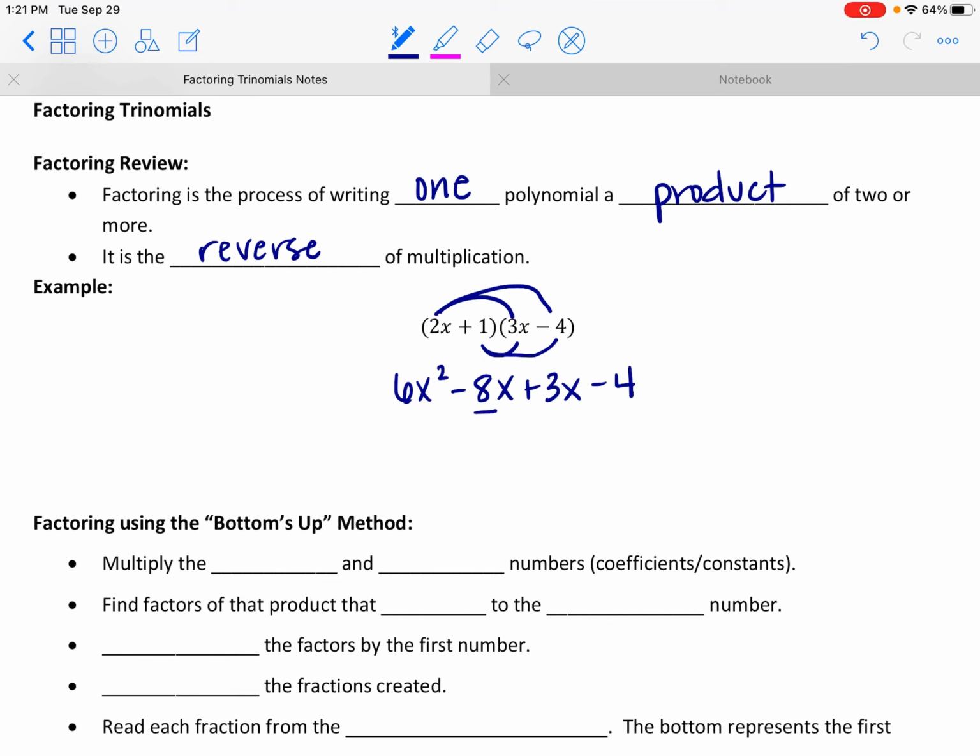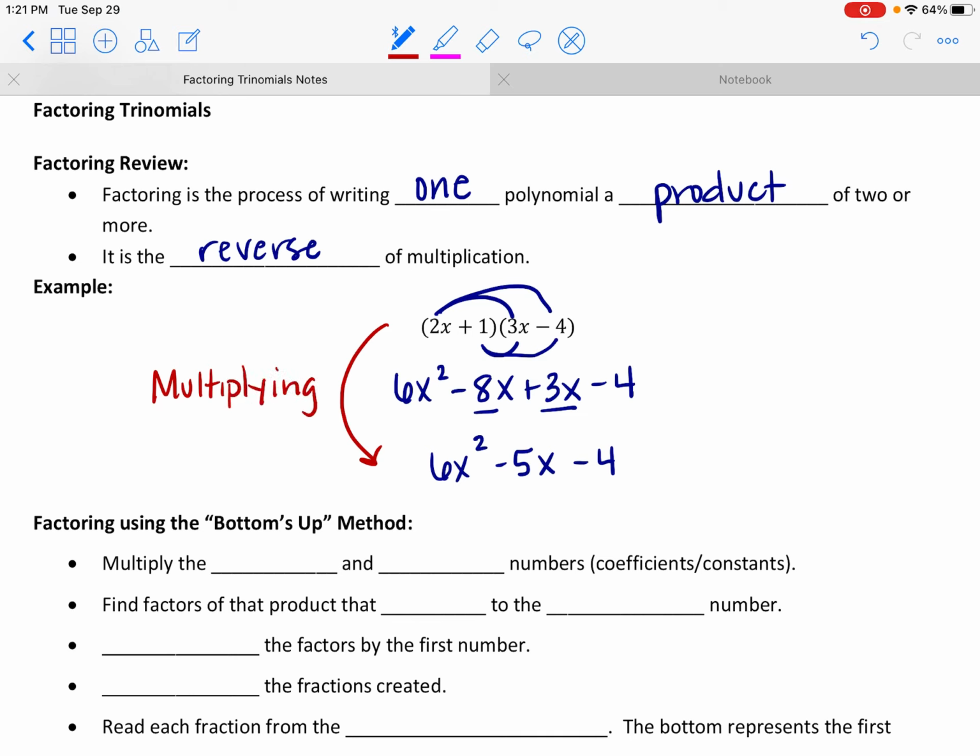And now we see some like terms in the middle that we can combine. So we have this 6x squared. When we combine the negative 8x and positive 3x, remember we're combining those coefficients. Negative 8 and positive 3 makes a negative 5 in front of our x. And then we have this minus 4. Okay, so when we're going this direction, again, that is our multiplication process. We are multiplying these polynomials.